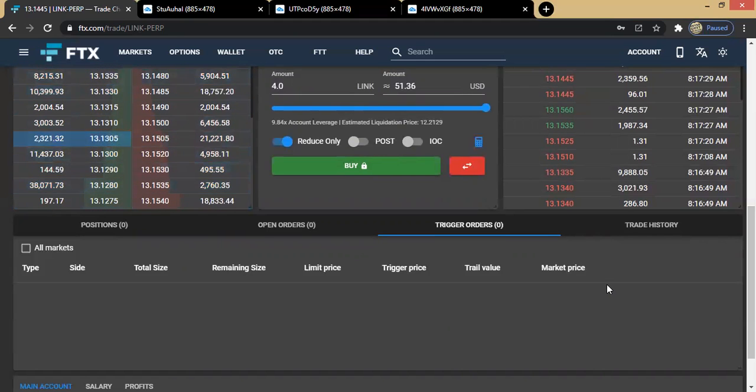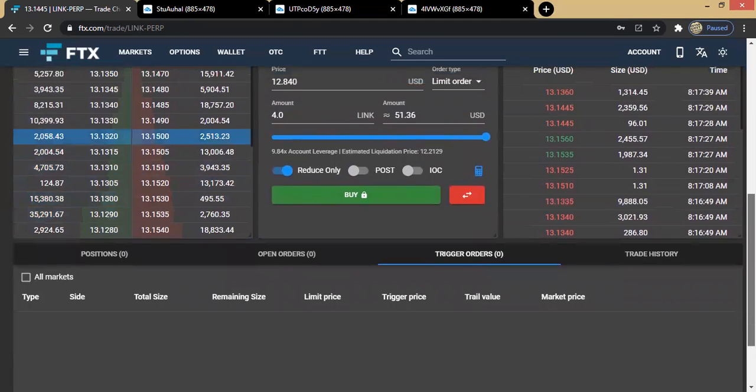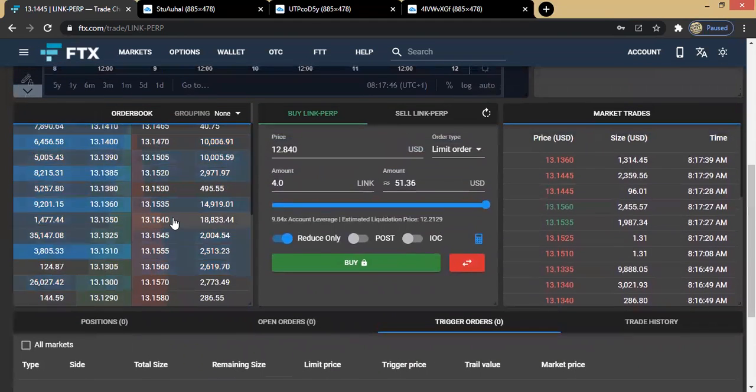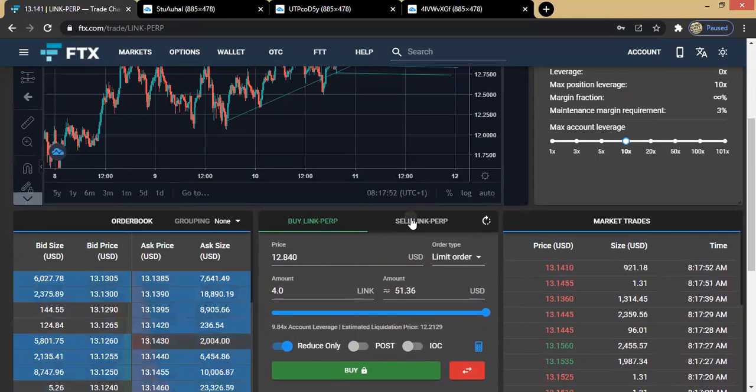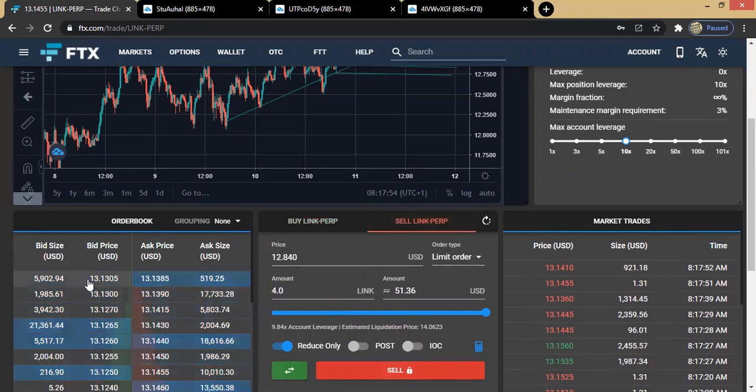Don't always do that, because if you do, it means you are closing at the prevailing market price. Assuming you want to sell now, what we have here is the bid and the ask. We have 13.1350 and 13.1385, and then you want to sell.